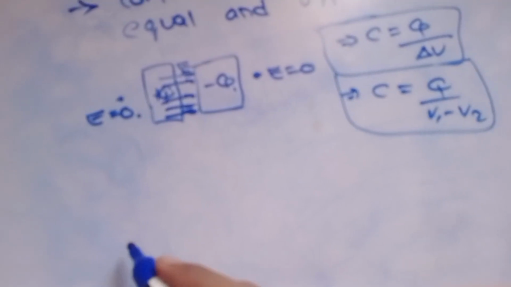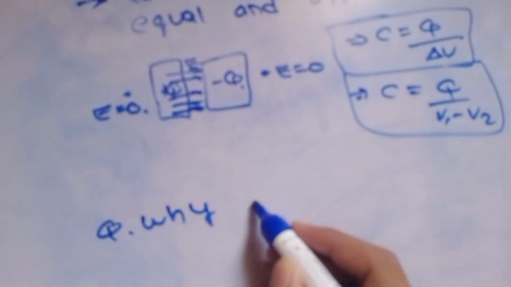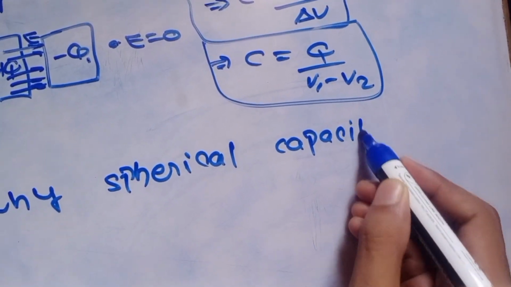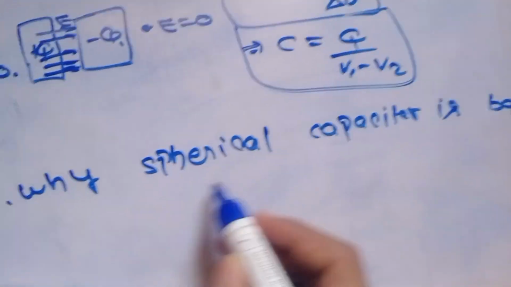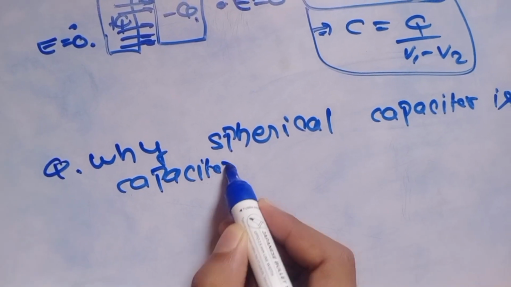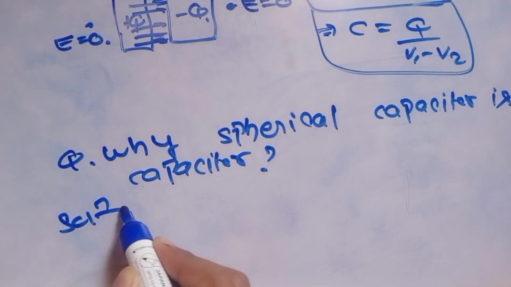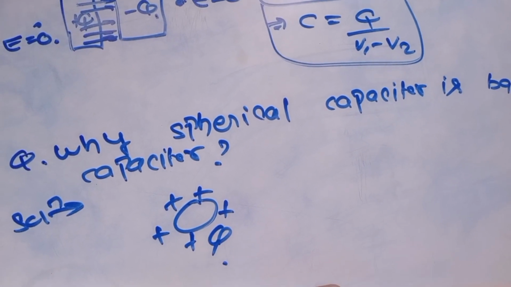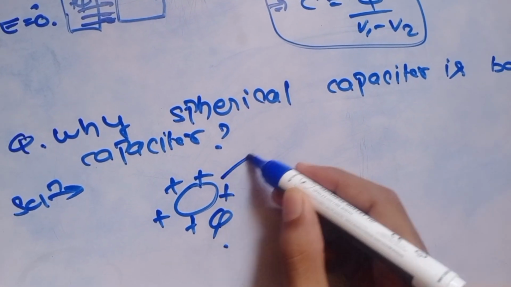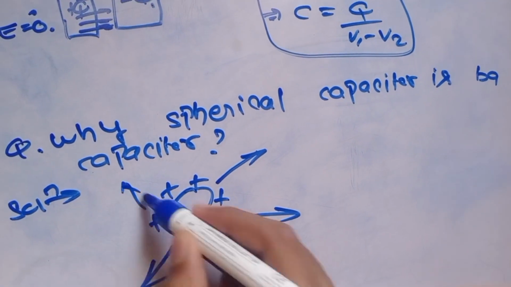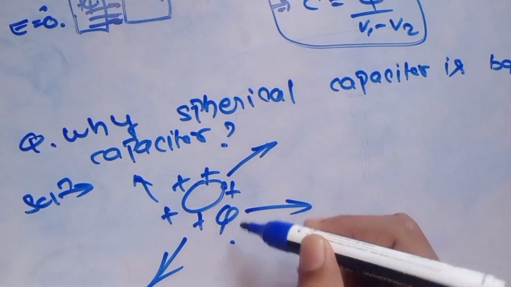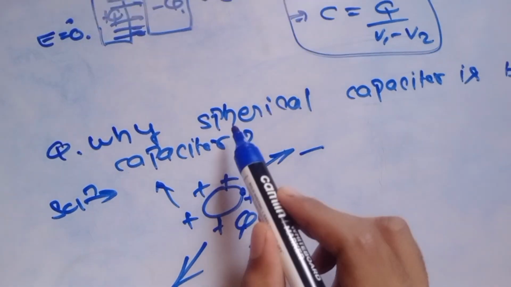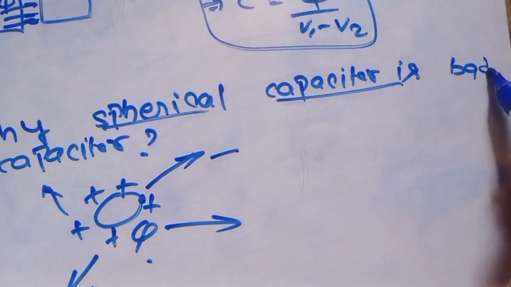Now here we have the question: why is a spherical capacitor a bad capacitor? The solution is that a spherical capacitor has plus Q charge on its surface. So the electric field arises from the surface to infinity and stores energy from the surface of the spherical capacitor to infinity, which is useless. So a spherical capacitor is a bad capacitor.